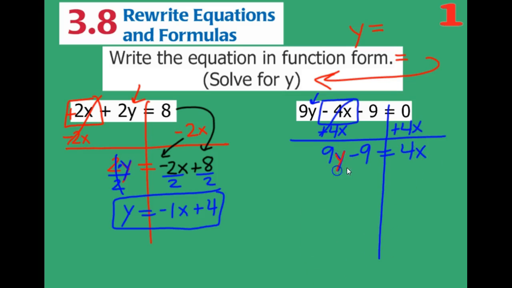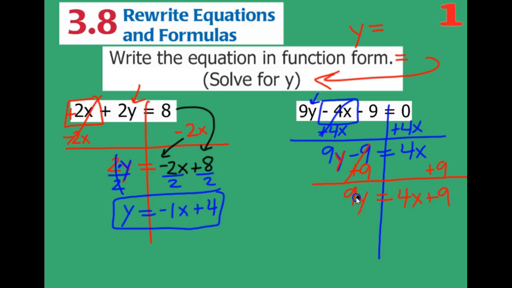We're still trying to get y by itself. We need to still get rid of this addition and subtraction. So I'm going to add 9. Those eliminate. We have 9y. And again, we can't combine those, so write your x's first. 4x plus 9.